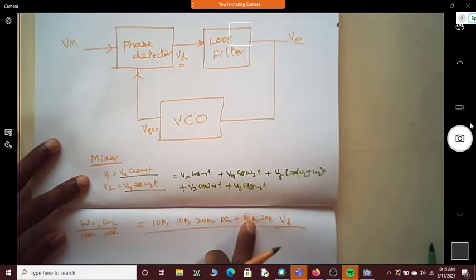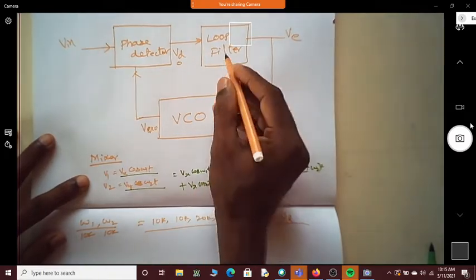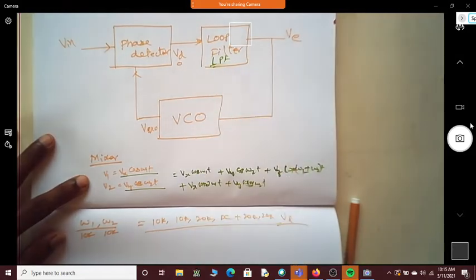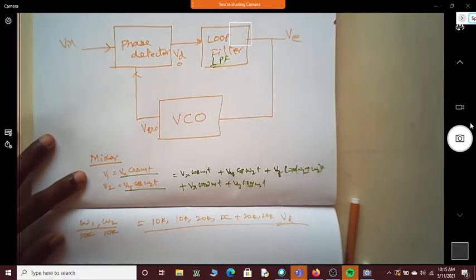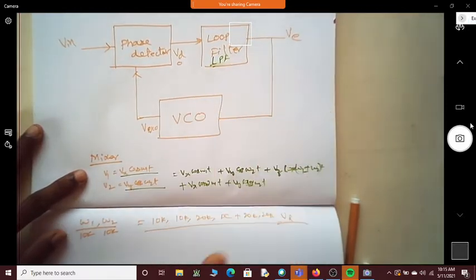All these frequency components will be the input for your loop filter. Loop filter is nothing but a low pass filter. Why it is called a loop filter is because it is there in the loop. So this is my loop. That's why it is called a loop filter.